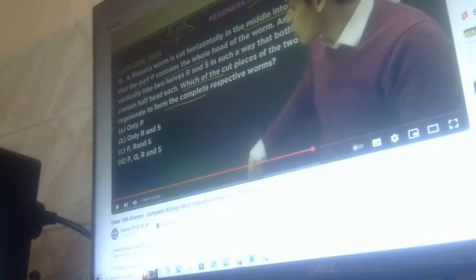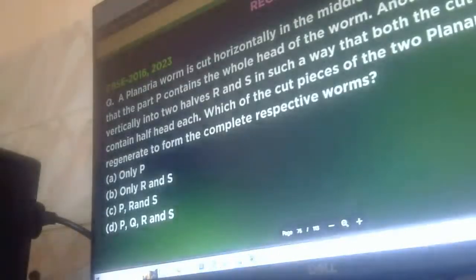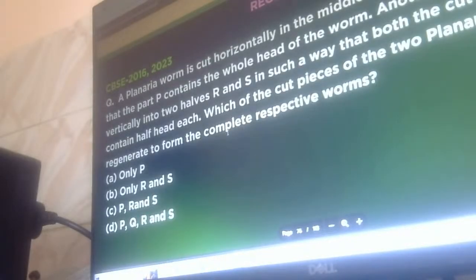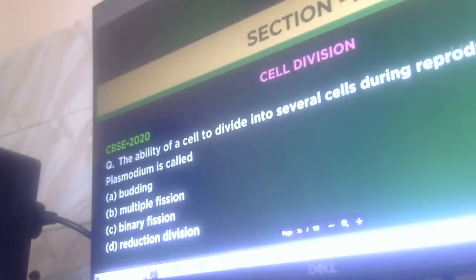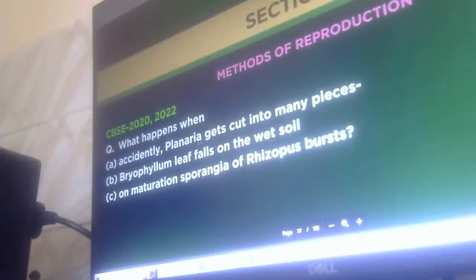Planaria is regeneration. Plasmodium is multiple fission. Plasmodium is the malaria-carrying parasite. A cell divides into several cells in reproduction, plasmodium: multiple fission. When planaria accidentally gets cut into many pieces, by the ability of regeneration each piece develops into a new, fully fledged organism.